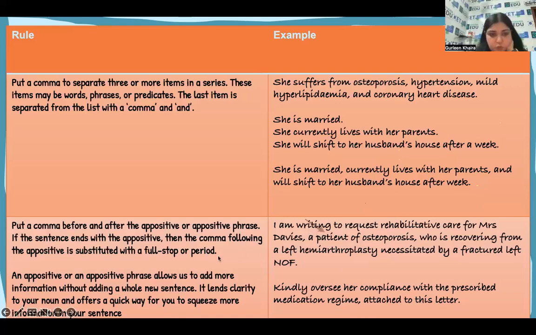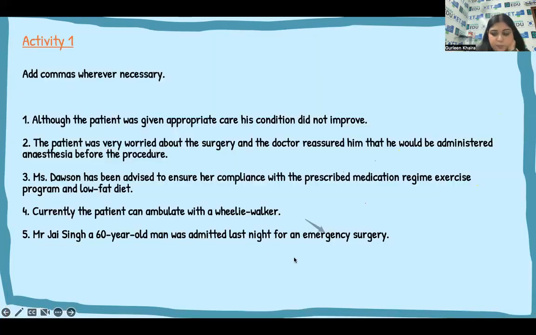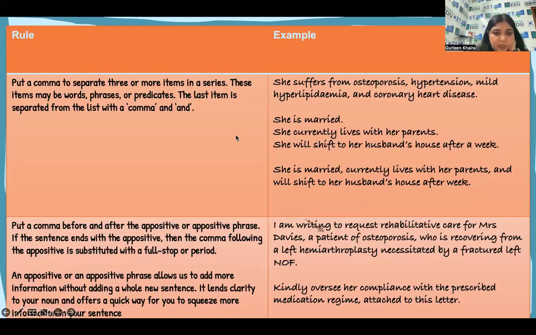And then the last rule: put a comma before and after the appositive or appositive phrase. I'm sorry, Krishna, you'll have to write the complete sentence, please. Currently living. Okay, we'll come to this question, Krishna. I'm waiting for the question while you type it.